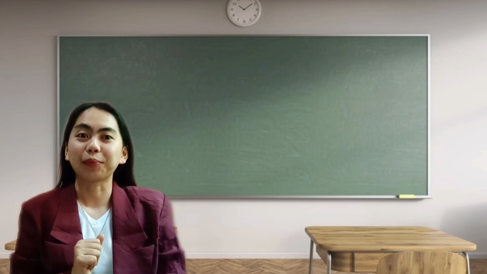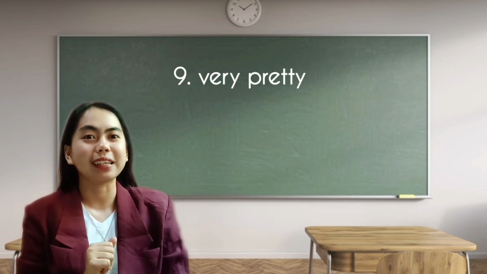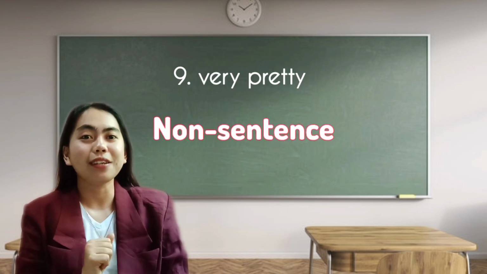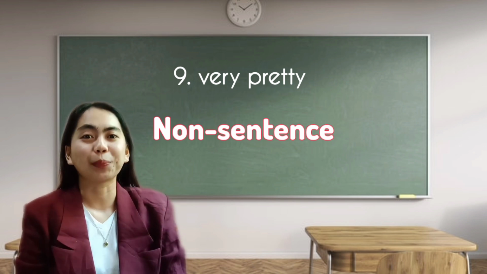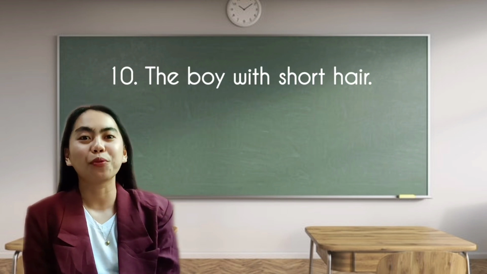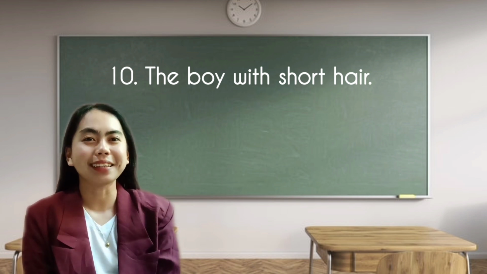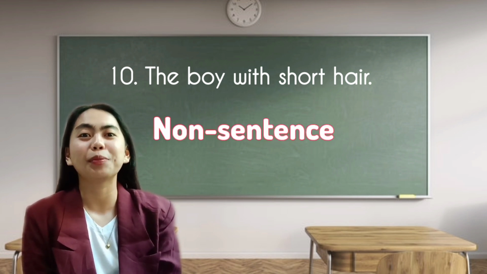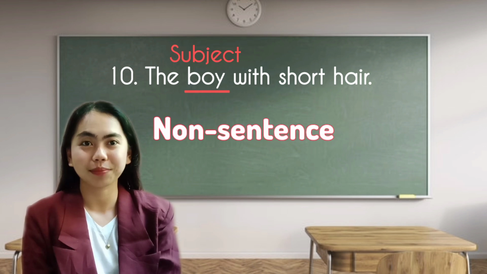How about number 9? Very pretty. Yes, it is a non-sentence because it doesn't tell a complete thought. How about number 10? The boy with short hair. Yes, it is again a non-sentence because it only has a subject.